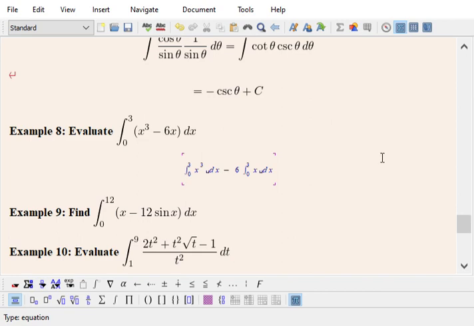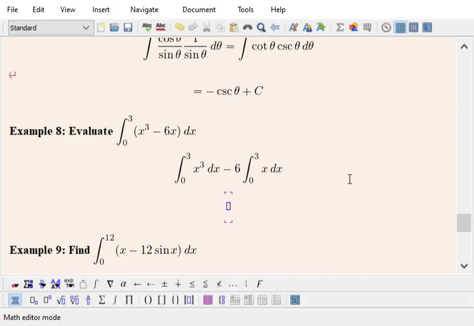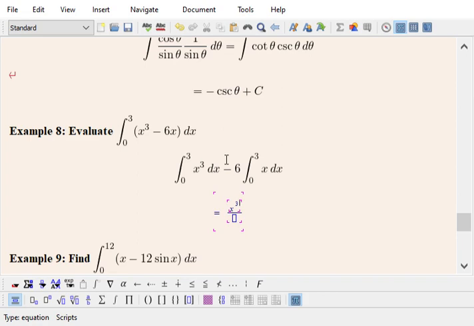Don't forget to do your proper notation with the integral sign and the dx. So I pulled out the -6, of course, because that's constant. Okay, so power rule. X to the third becomes x to the fourth over 4 minus 6. And then x, well, this is the same as x to the power 1, so this becomes x squared over 2.